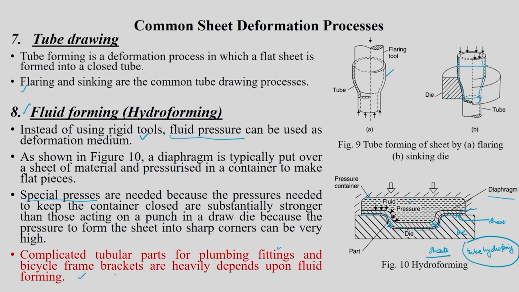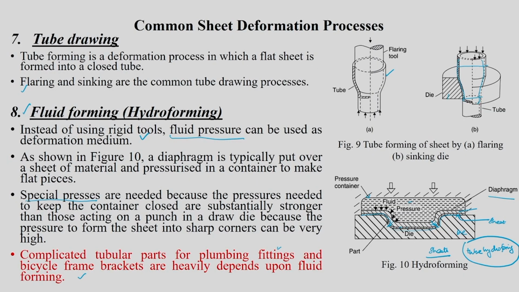They are made by this kind of tube hydroforming process, whereas conventionally they are made by 2 different processes. Say for example, you make one tube, you make another tube, and then you go for welding wherever you want to assemble. So the main advantage here is you avoid post forming processes like welding. That is one important advantage of fluid forming or hydroforming. It could be sheet hydroforming or tube hydroforming.